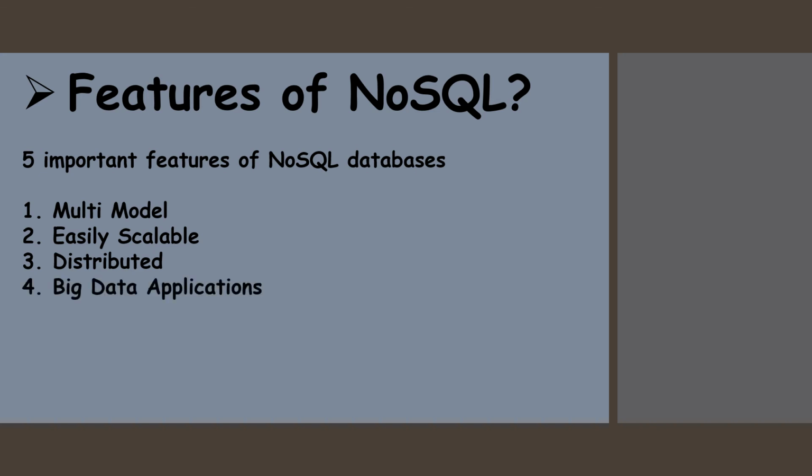The next feature is the big data application. NoSQL can handle massive amounts of data very quickly, and that's the reason it is best suited for big data applications. And the fifth feature is redundancy and zero downtime.